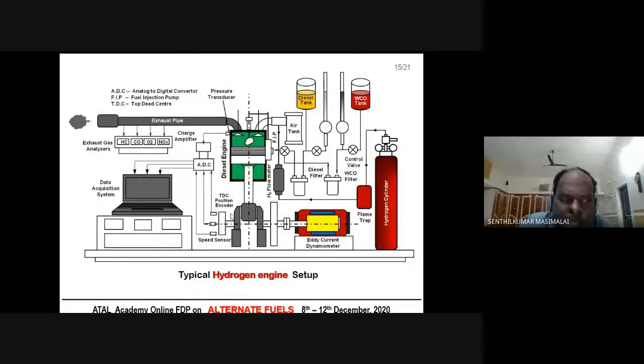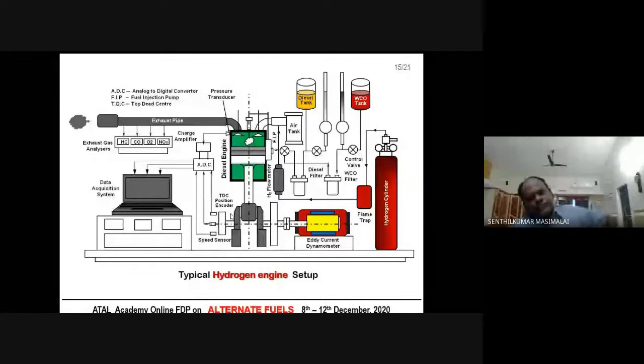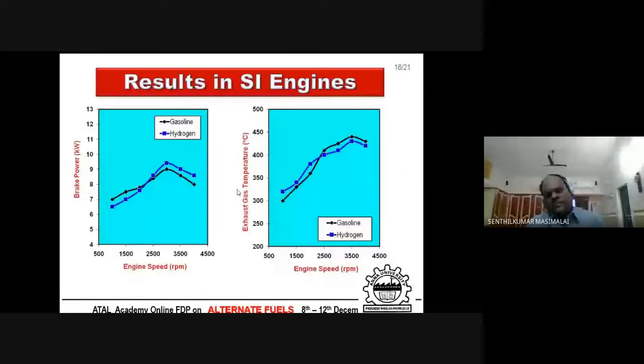Actually, this is the setup we used in our lab. In our lab, 5 of my PhD students are using hydrogen as fuel. In the diesel engine they are using it in the dual fuel mode of operation, and they have very good, improved results. But in our discussion, I told that hydrogen can be used directly in the spark ignition engine. So I will discuss some results of the engine with hydrogen as fuel. Here you can see the engine results with hydrogen as fuel.